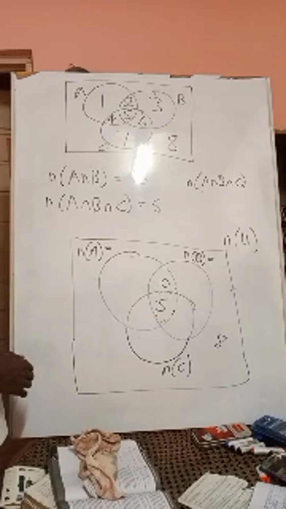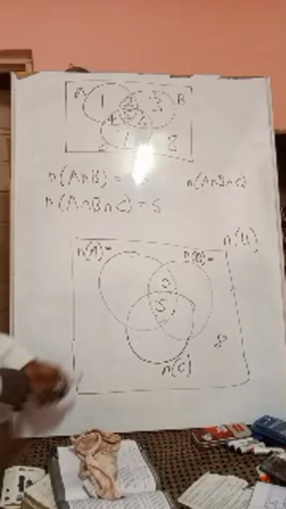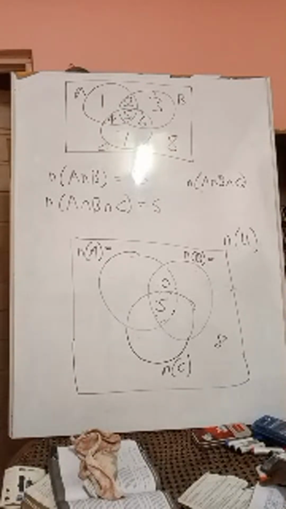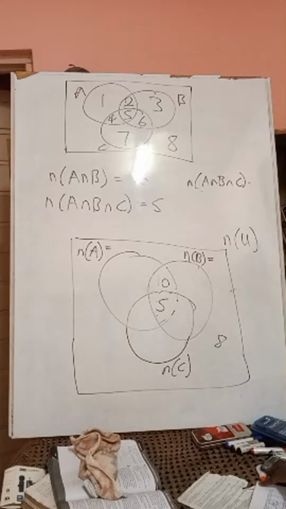Is it clear? You see, a three-set problem is not difficult, but I imagine you understand everything. Please tell me in the comment section whether you understand it or not.